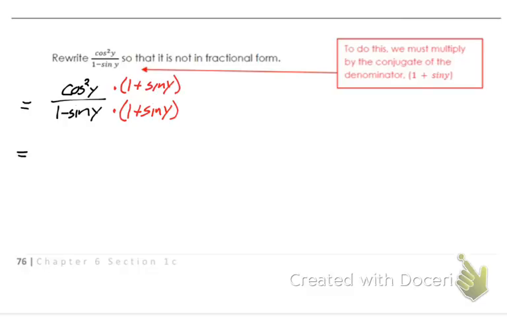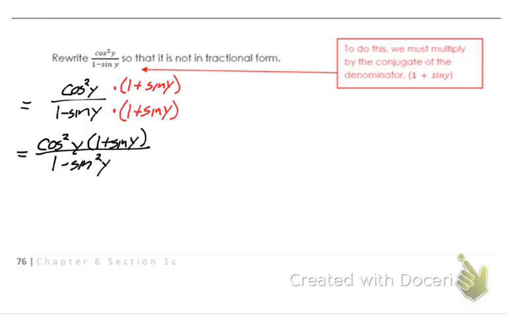All right, and that's just going to equal, I'm going to leave the cosine, I'm not going to distribute it, because it looks like it's going to be complex if I distribute it. So we'll have cosine y times 1 plus sine y, all over, since this is a difference of squares, it's just going to be 1 minus sine squared y.